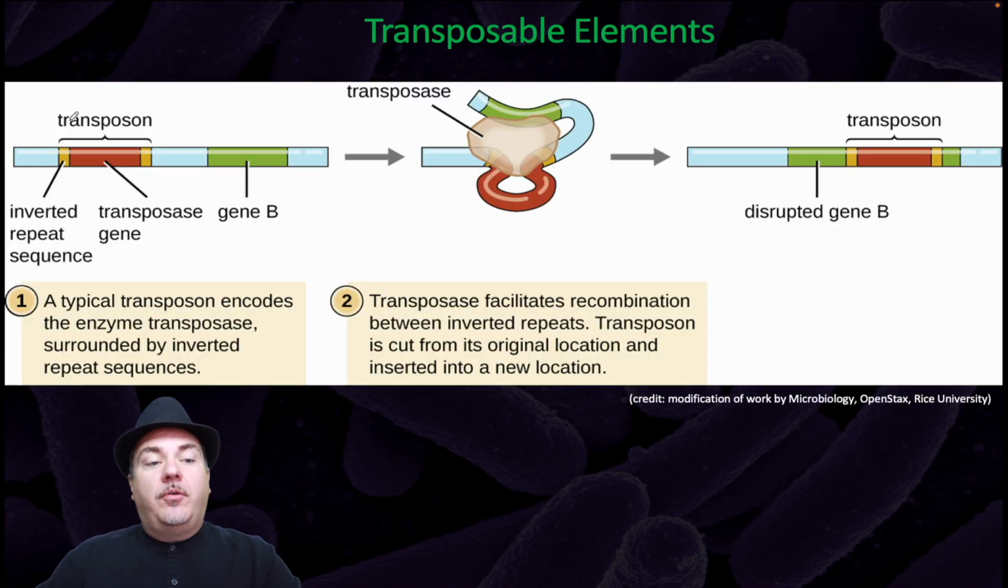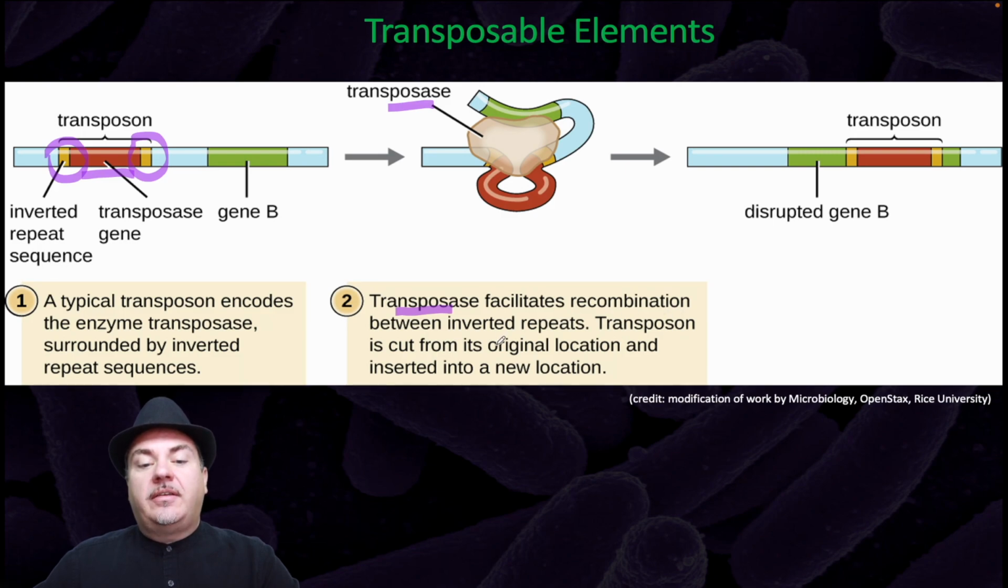So here's a transposon, or a transposable element. Okay, it's a chunk of DNA where you have the transposase gene that codes for an enzyme called transposase. And then surrounding that transposase gene are some inverted repeat sequences of DNA that the transposase enzyme will recognize. So the transposase then facilitates recombination between inverted repeats.